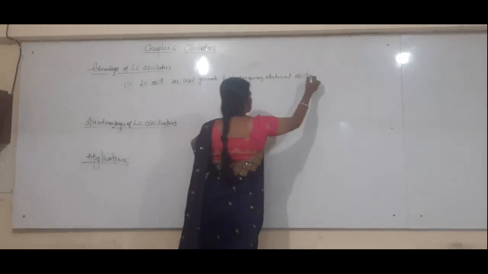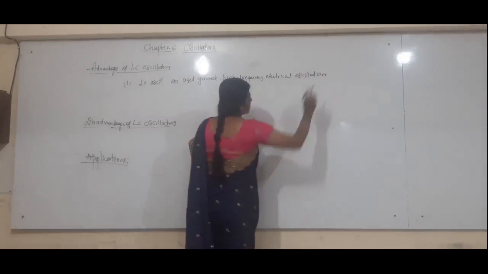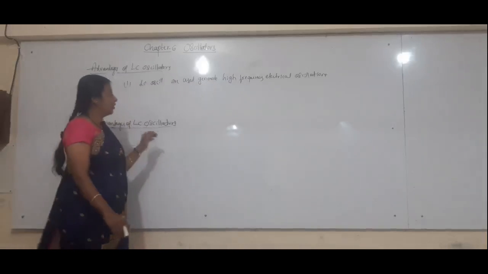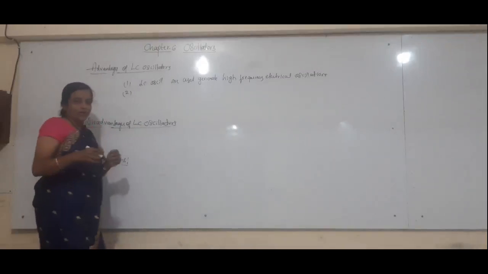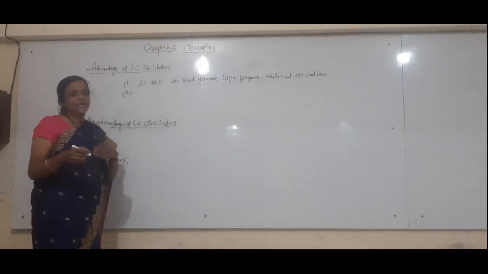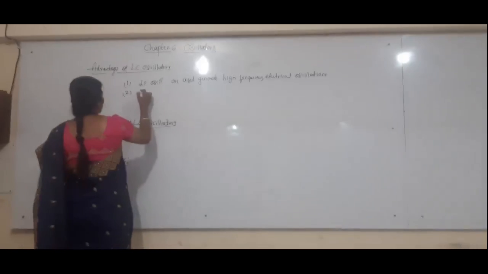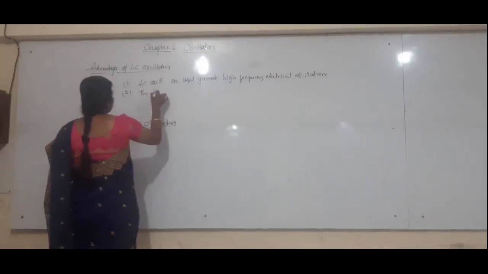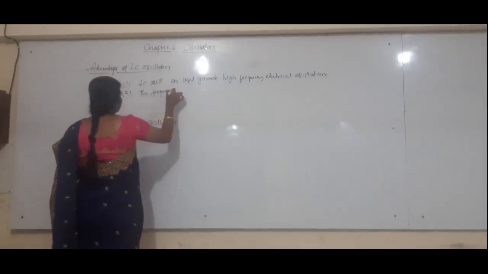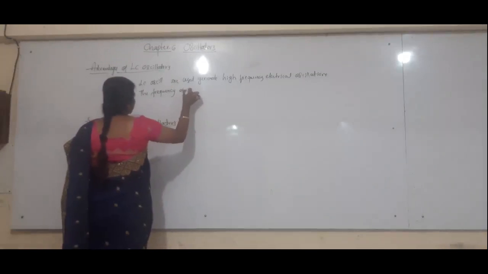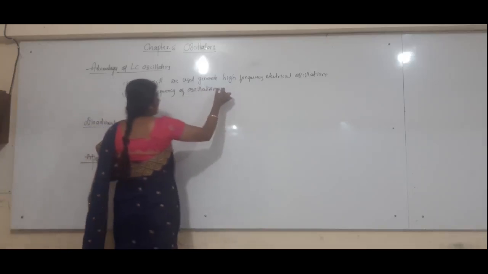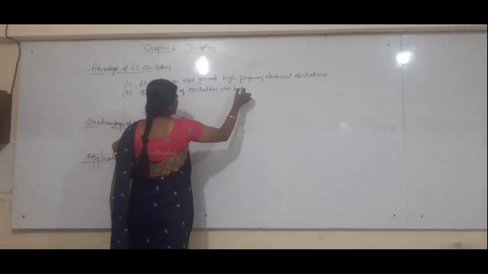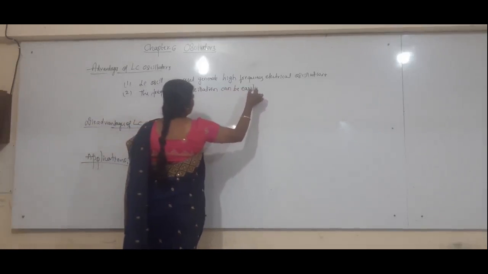Electrical oscillations or signals, they use them to generate electrical signals. Not only that, it is very easy to vary. That is nothing but the frequency can be easily varied. So here the frequency of oscillation can be easily varied. So these are the two advantages.